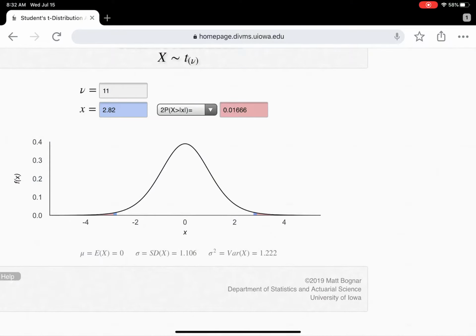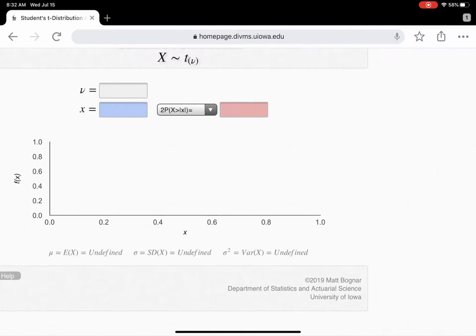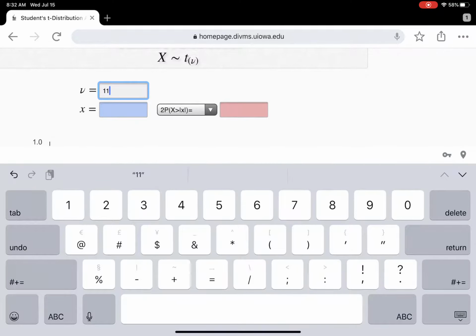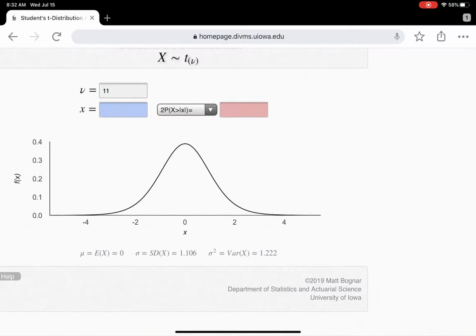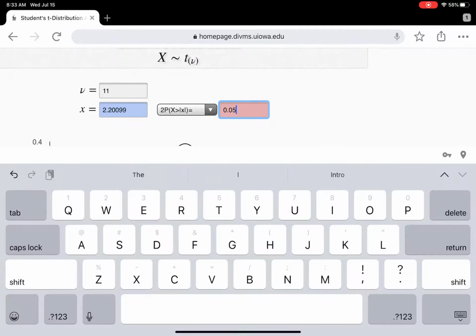We'll get rid of the test statistic. Actually, we'll just start anew so we can make sure. See, it takes away the curve. So we put in 11, draws the curve, and then all we need to do is put in 0.05, and we get a test statistic of 2.2. 2.2, which is pretty sweet.